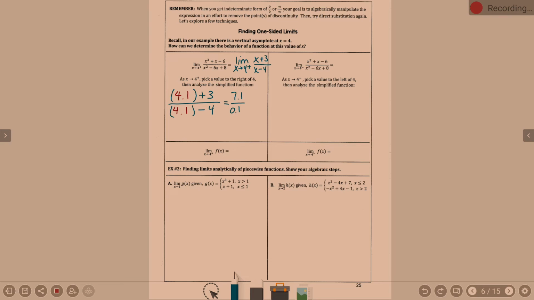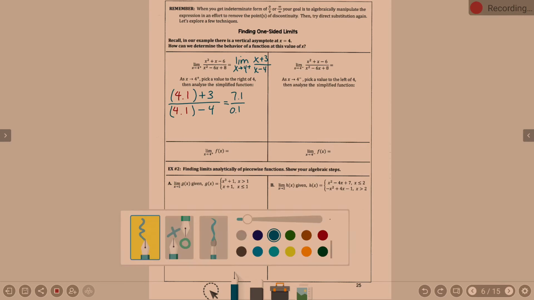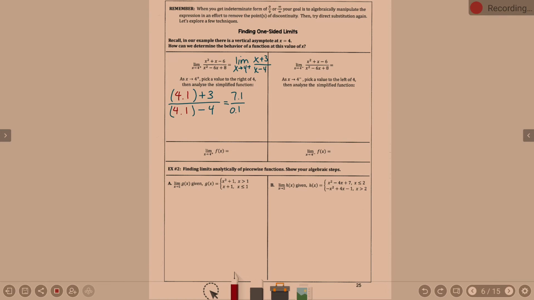What happens if I make this number even smaller? It's even bigger. What about 4.001 instead? That gives 7,100. Sure, you'd move it 3 decimal places. So now you're at, it was 71, now it's 7,100. And 4.001 is even closer to 4, isn't it? So where's my graph headed? Infinity. It's headed to positive infinity here.